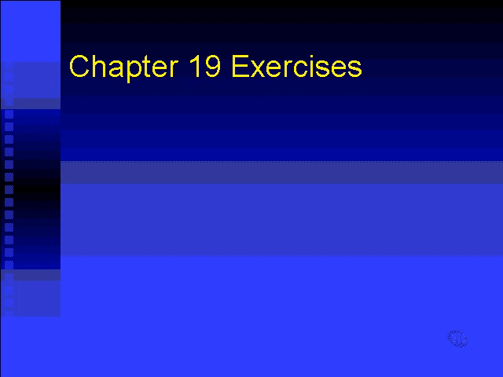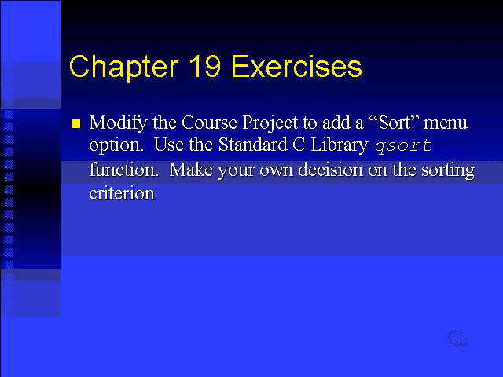Okay, here are the final exercises for the entire course. These are exercises on function pointers. Firstly, not too difficult. Modify the course project to add another menu option. Remember all the menu options? File save, file open, file new, all that stuff. I want another menu option.